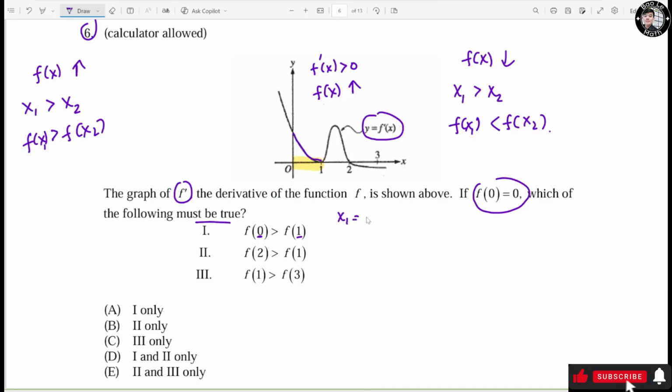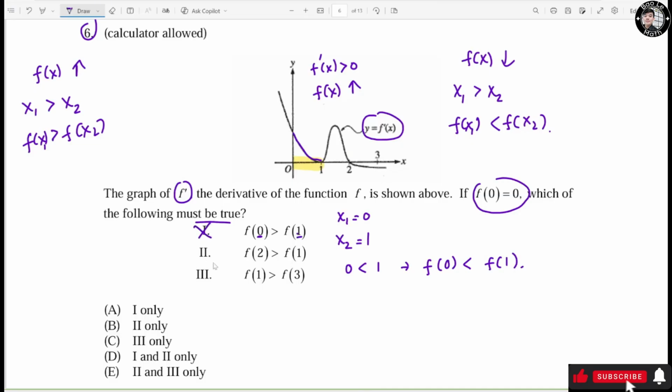S1 equals 0, S2 equals 1, right? So we have 0 less than 1. Then f of 0 must be less than f of 1, right? But f of 0 right here is greater than f of 1, so this one is false, right?